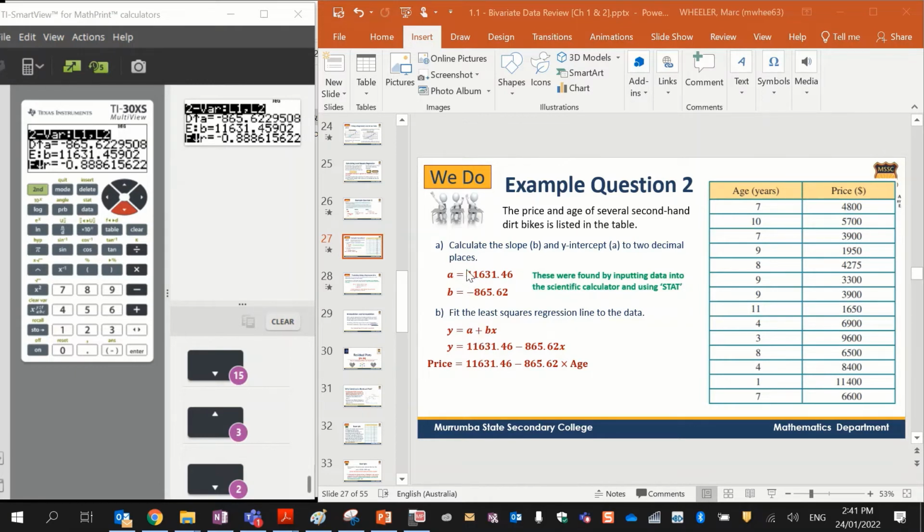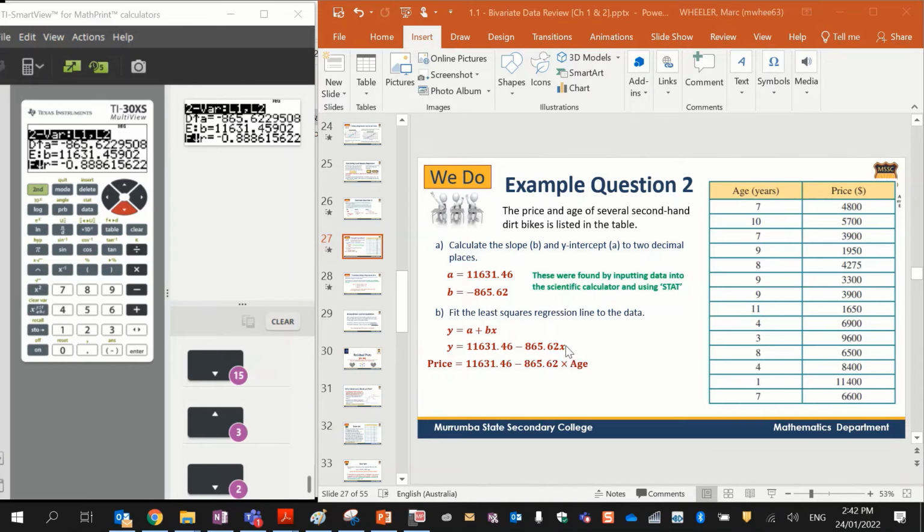So my A was here, 11,631.46. My B, negative 865.62. So you see how it says in the formula plus B. Well, if you're adding negative 865.62, that's the same as just taking it away. So that's why it doesn't say plus minus. I've just written subtract 865.62 lots of X.